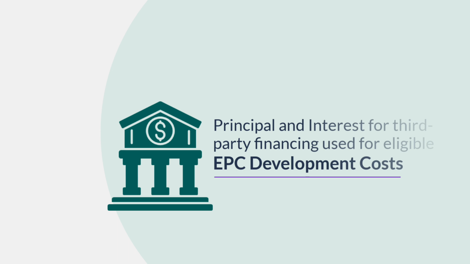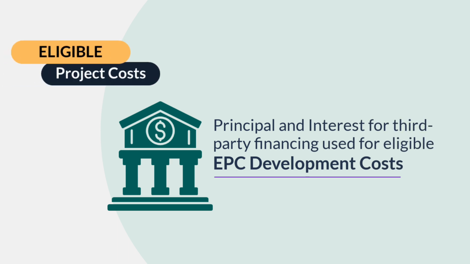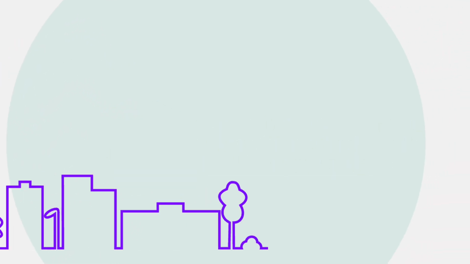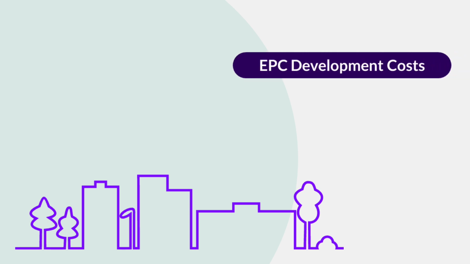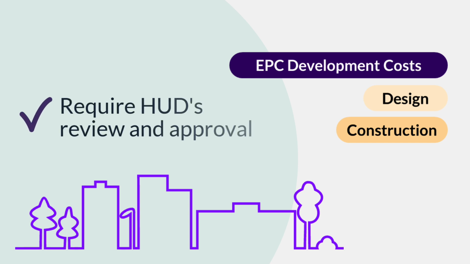In an EPC, your PHA uses third-party financing, for example, a bank loan, to pay for eligible EPC development costs. The annual payments of principal and interest for this loan are eligible EPC project costs. And to clarify, EPC development costs are eligible design and construction costs directly related to your EPC. Like EPC project costs, they are subject to HUD review and approval.